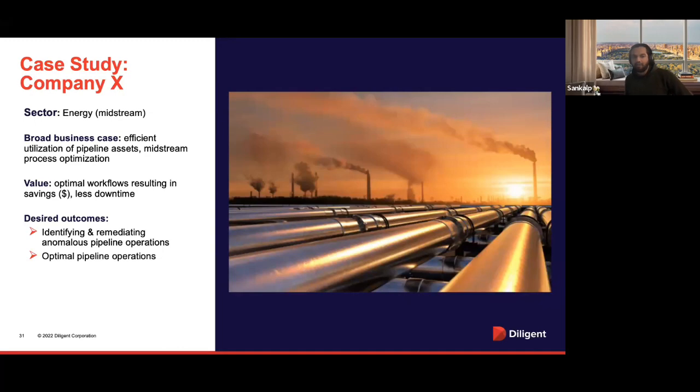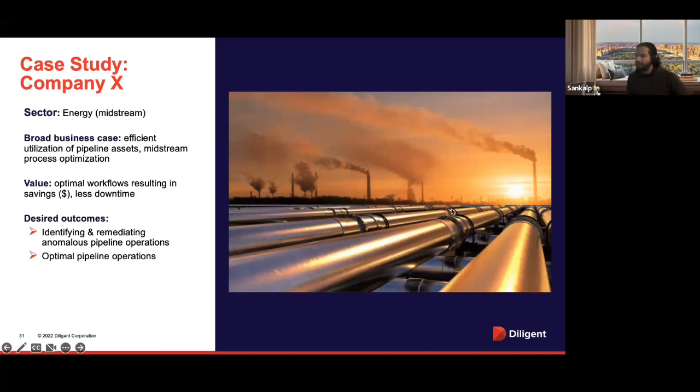One of the other desired outcomes could be optimal pipeline operations, so making sure that they are not underutilizing their pipeline assets. The throughput is good. They are transporting a good amount of oil and gas with some optimal flow rate, things like that. So those could be alternative desired outcomes as well. So this is the use case that we are looking at.